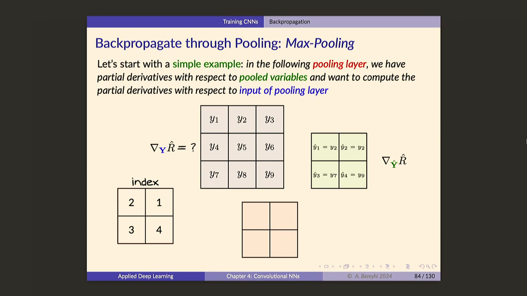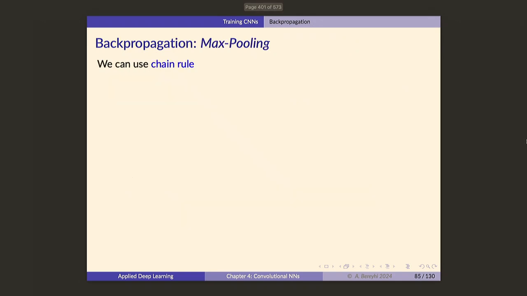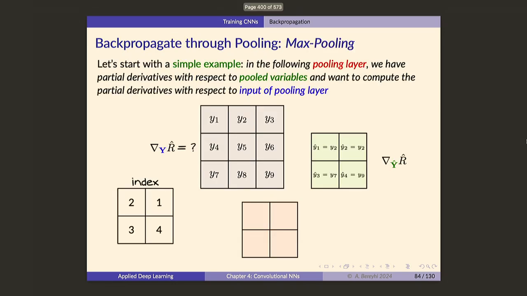So let's do it together. What should I do if I want to compute that gradient? Chain rule, of course, right? So let's use the chain rule together. Let me just write down one of them. Say I want to compute the partial derivative of the loss, or this r hat, with respect to y1. So let me just look at it. y1, the first entry in the input, in the blue map. I want to compute the partial derivative of my loss r hat with respect to y1.